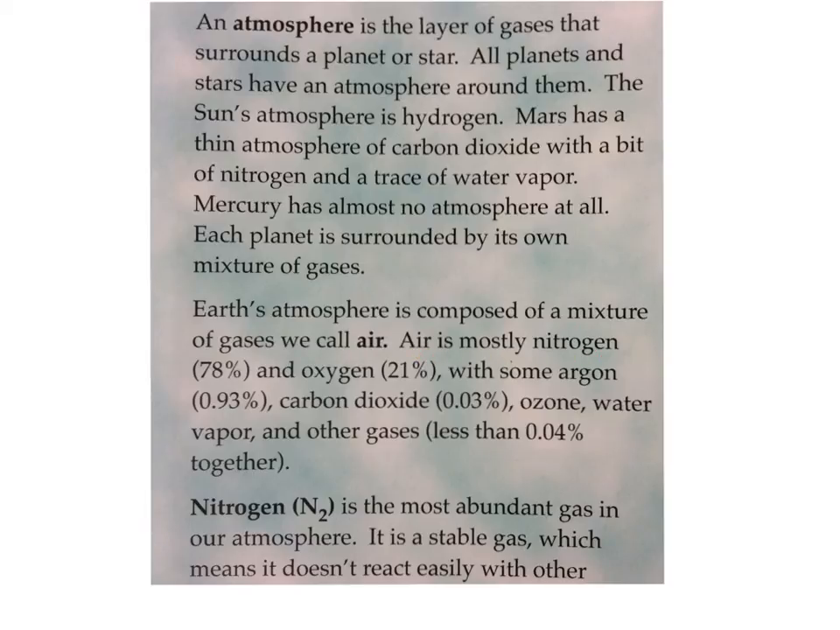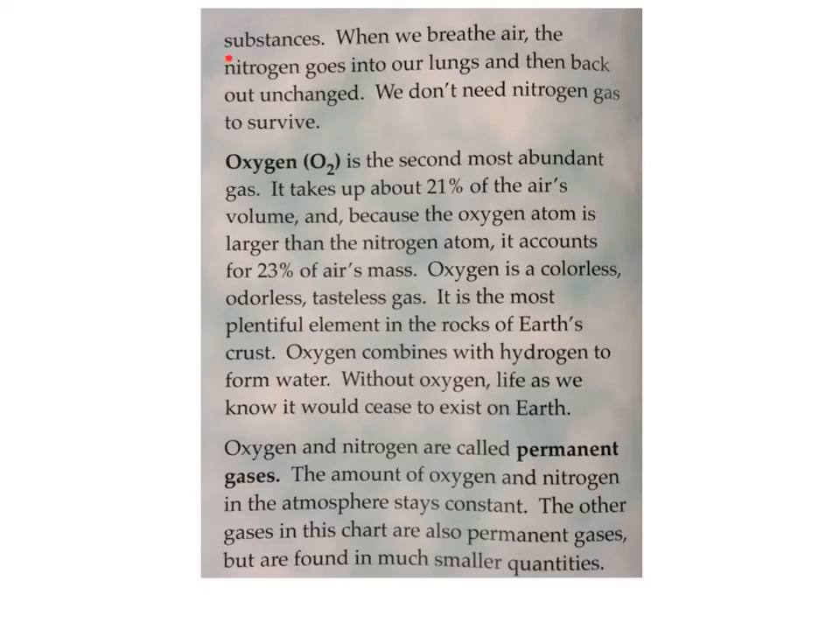Air is mostly nitrogen, 78%, and oxygen, 21%, with some argon, 0.93%, carbon dioxide, 0.03%, ozone, water vapor, and other gases, less than 0.04% together. Nitrogen is the most abundant gas in our atmosphere. It is a stable gas, which means it doesn't react easily with other substances. When we breathe air, the nitrogen goes into our lungs and then back out unchanged. We don't need nitrogen gas to survive.